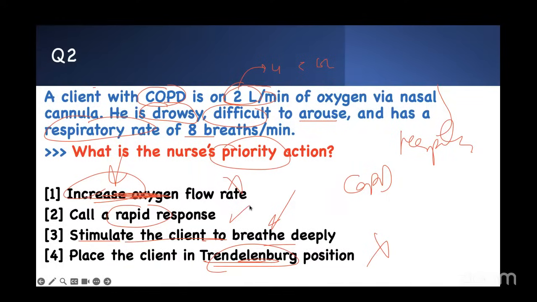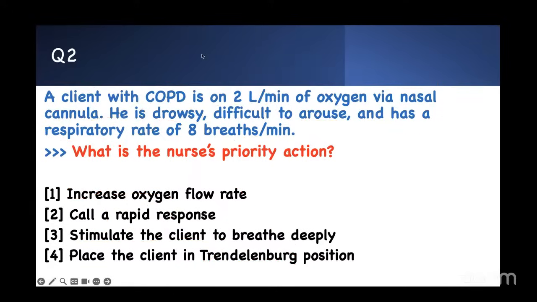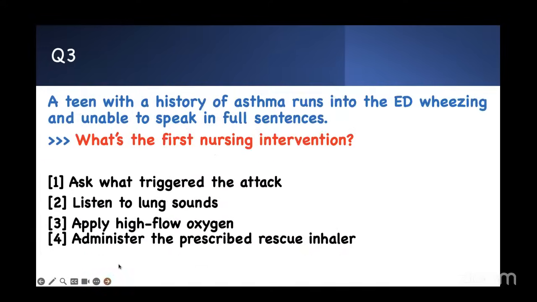He's drowsy. He has a respiratory rate of 8. The patient is not given any sedation. You know he's having CO2 narcosis. Therefore, call the respiratory therapist and rapid response to help you. You see all these questions, you can answer them. It seems very hard, but you can apply some content to be able to use it.